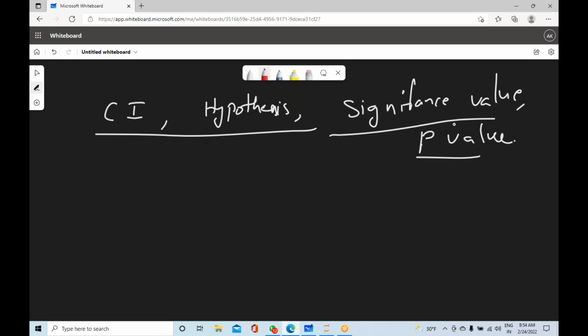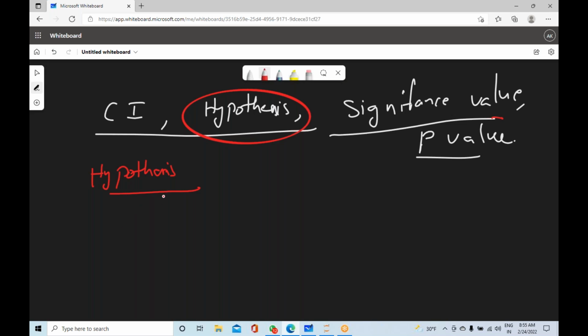This is the significance value. We'll talk about the significance value, but first let's talk about the hypothesis. Hypothesis is a test we will use in different scenarios, like whether my model is fit or not, or when you are comparing two samples or a population and a sample. If you want to compare two groups, in different scenarios, hypothesis testing will help you.